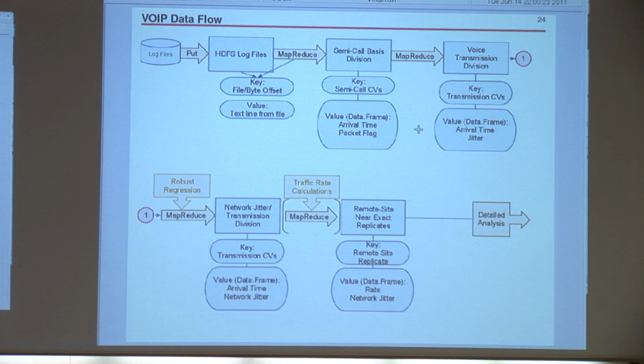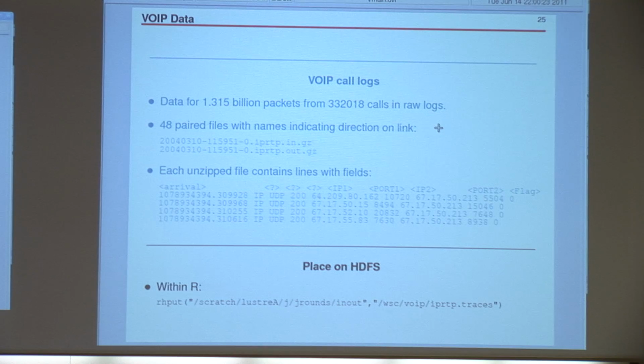And let's go ahead and see that. So what I'm trying to create, here's the put operation. The voice over IP call logs, there's 1.315 billion packets over 332 calls, spread out over 48 hours over 2 days. Each hour gets a zip file, and depending on which direction it was coming to where we were recording them, it was in or out.